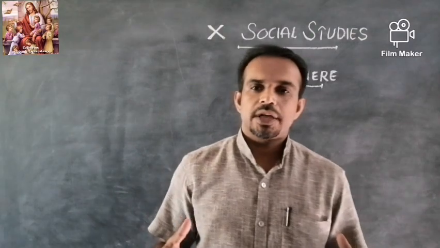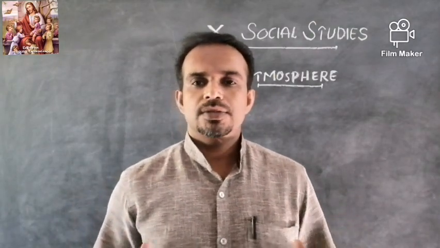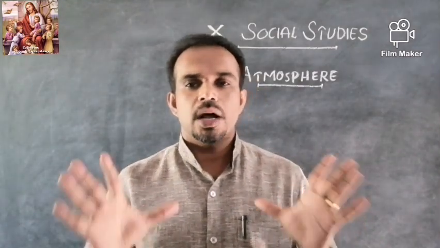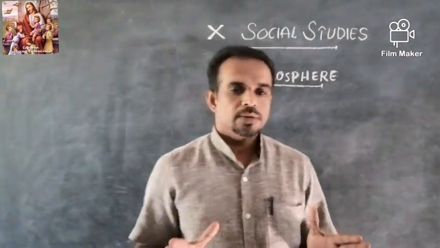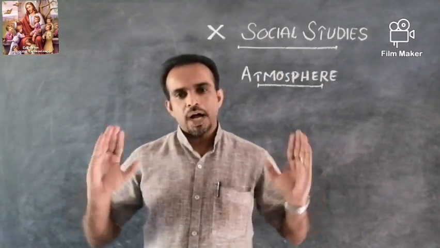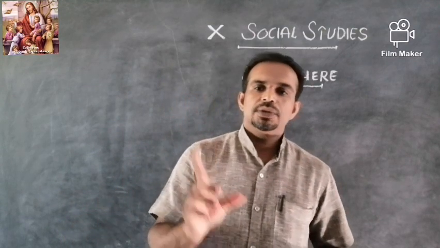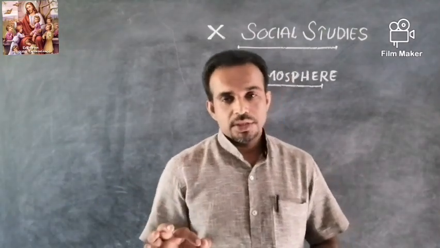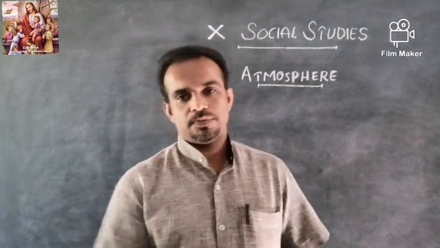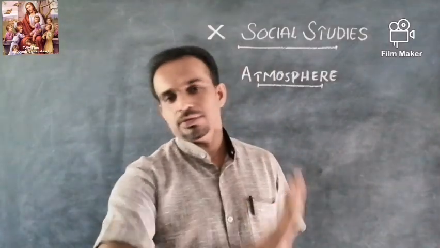Okay, so we have already seen that 78% of the atmosphere is occupied by nitrogen, the single largest gas, and next comes oxygen with 21%. And all the other identified gases altogether occupy just 1%. And out of that, water vapor accounts for 0.4%, and that is present only up to a height of 6 kilometers.